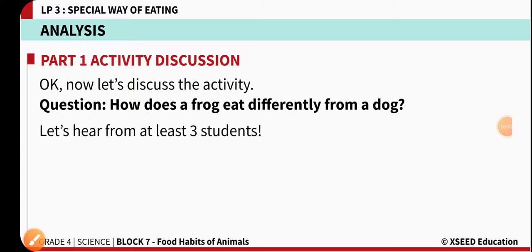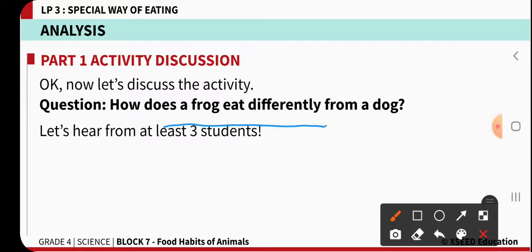So by this video we understood that there are some special eating habits seen in animals like snakes, frogs, dogs, and even elephants. So now, how does a frog eat differently from a dog? Can anybody tell? How does a frog eat differently from a dog?